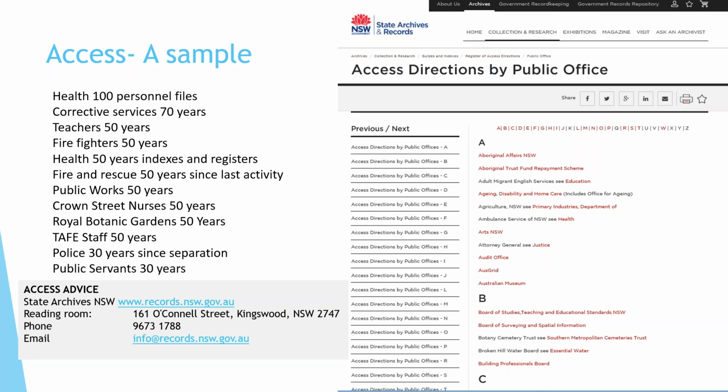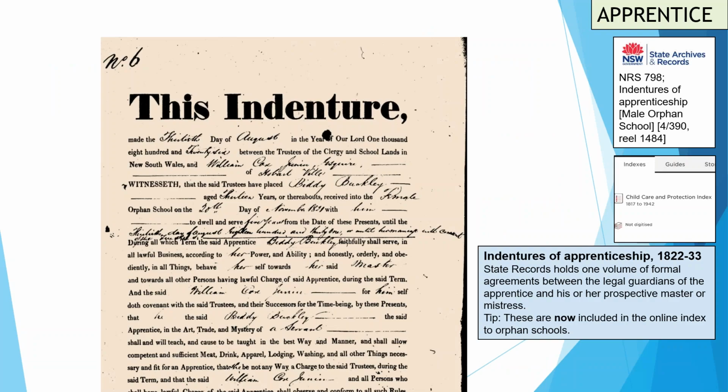So let's begin the examples. This is an example from very early on. It's from the Indentures of Apprenticeships for the Male Orphan School in the 1820s. It's an example of a registration for an apprentice. It gives the name, it gives witnesses, it gives the age, it gives the location, and so forth. Generally speaking, with all occupation records, you're going to get a series of details along those lines. If you look at the right-hand side again, you can see I got that from the Childcare Index, which is online and freely available.